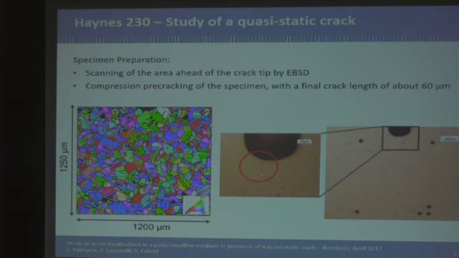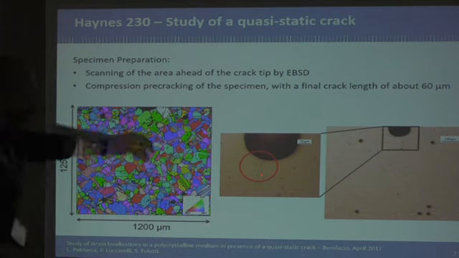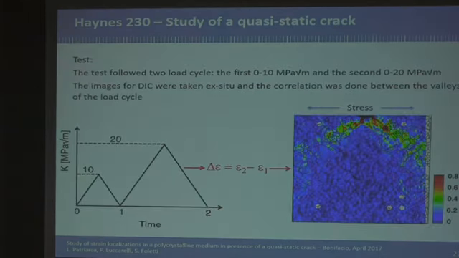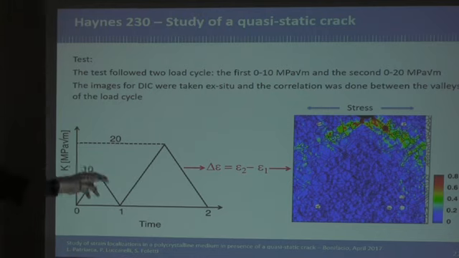that is visible here. Now you cannot see, but there is also a small secondary crack here that at the beginning we didn't notice. So we performed two loading steps. The first one at 10 megapascal square root of meter, and the second one at 20 megapascal square root of meter. And we could capture with digital image correlation the residual strain field after these two load steps.